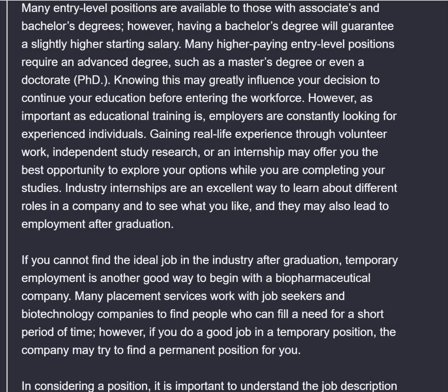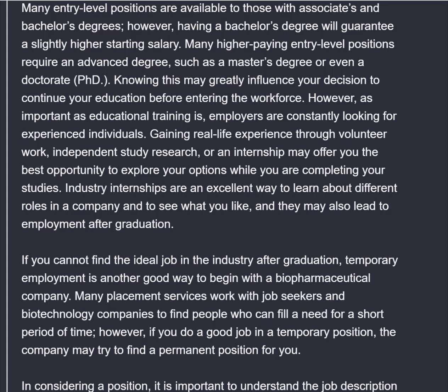Many entry-level positions are available to those with associate's and bachelor's degrees. However, having a bachelor's degree will guarantee a slightly higher starting salary. Many higher-paying entry-level positions require an advanced degree, such as a master's degree or even a doctorate, PhD. Knowing this may greatly influence your decision to continue your education before entering the workforce.